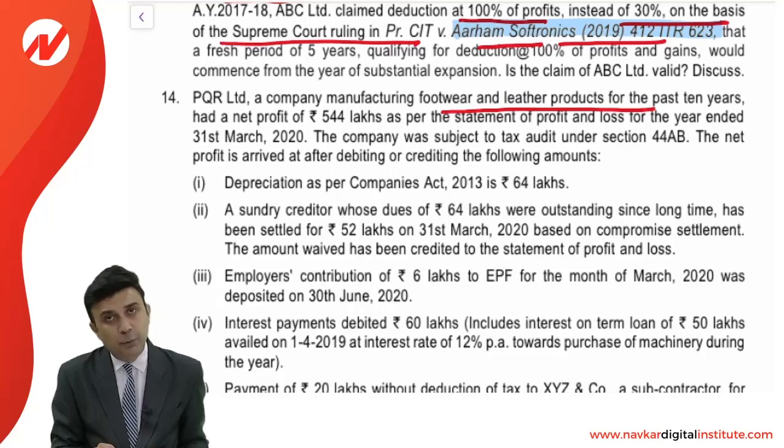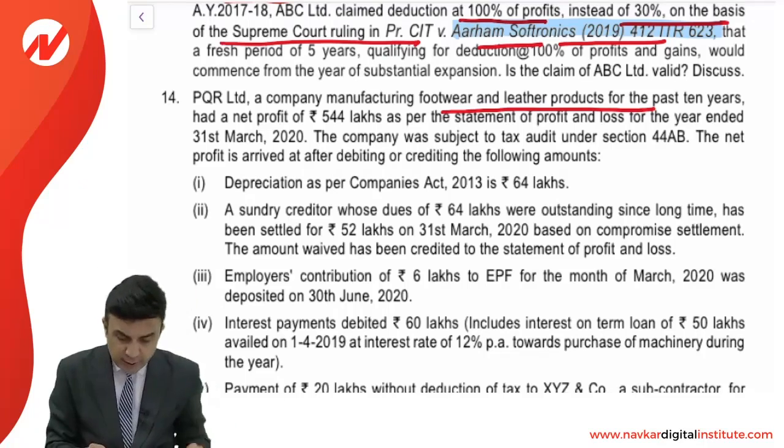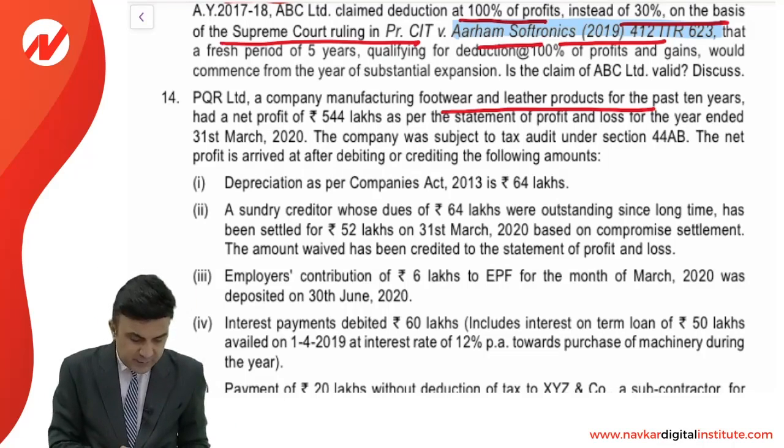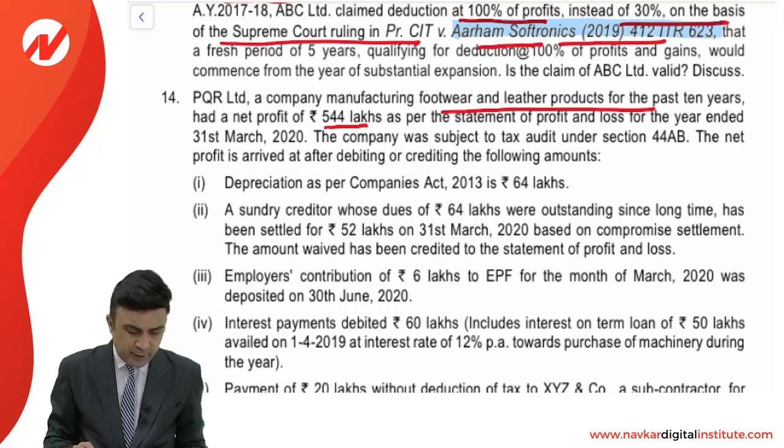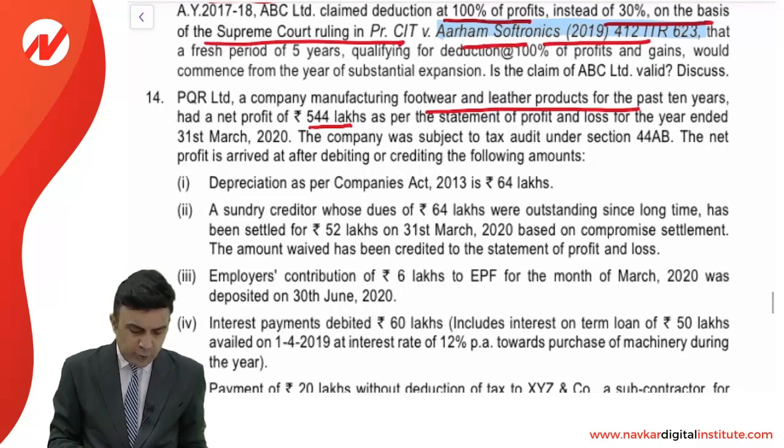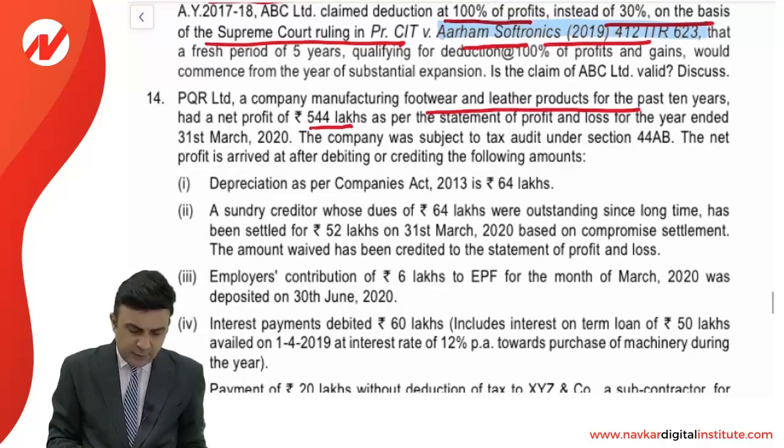150 days employment of the workers would do if it is 80JJAA. Immediately it should click in your mind. For the past 10 years, the company had a net profit of 544 lakh as per the statement of profit and loss account for the year ended on 31st March 2020. The company was subject to tax audit under 44AB. The net profit is derived after debiting and crediting the following.